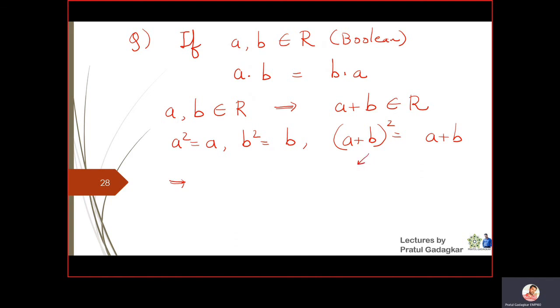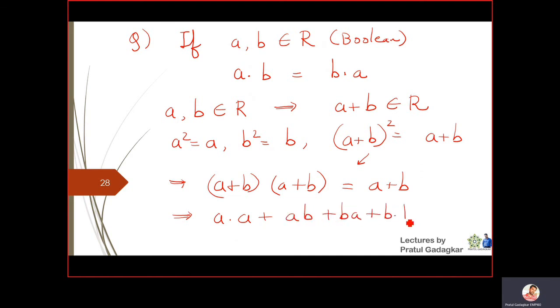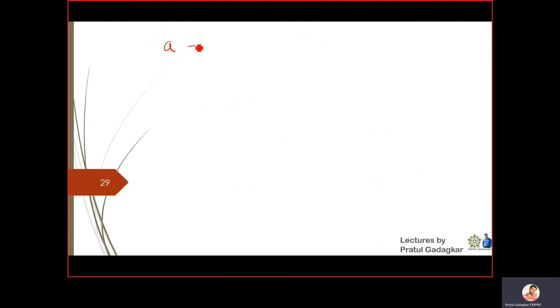And therefore, looking at this quantity, (a plus b) into (a plus b) is equal to a plus b, and when I apply distributivity, I will get a into a plus a into b plus b into a plus b into b equal to a plus b. That means a square plus ab plus ba plus b square is equal to a plus b, and therefore a square and b square have become a and b in this step, so a plus ab plus ba plus b is equal to a plus b. Okay, and therefore when I apply the left cancellation law and right cancellation law for the addition operation, I get that ab plus ba must be equal to 0.